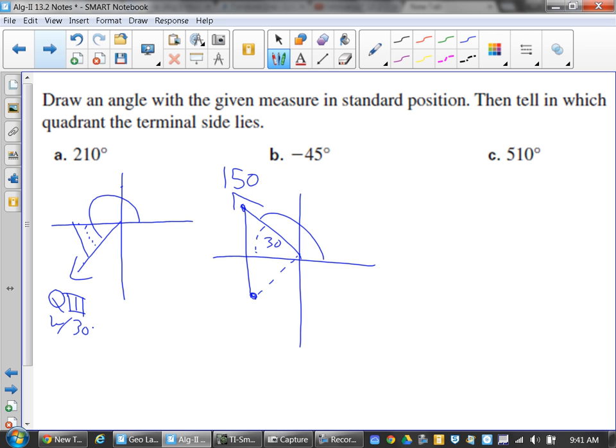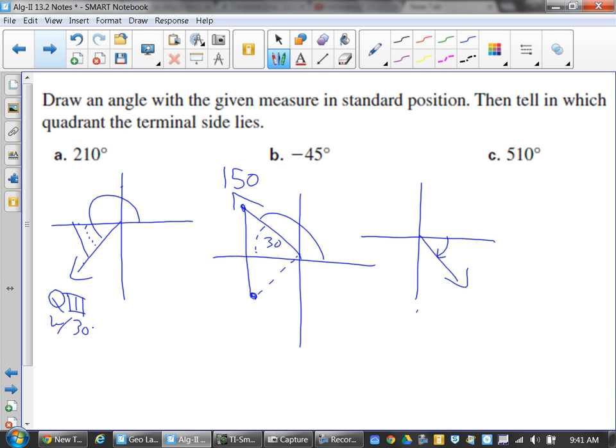The negative 45 one, the reference is 45. Exactly right. When we had the negative 45 degree angle, it's going down 45 degrees, which means its reference angle is 45 degrees, and it's in quadrant 4. If it was negative 50, would the reference angle just be 50 then? Yes, because it's how far it is off of the axis. It's 50 degrees off.